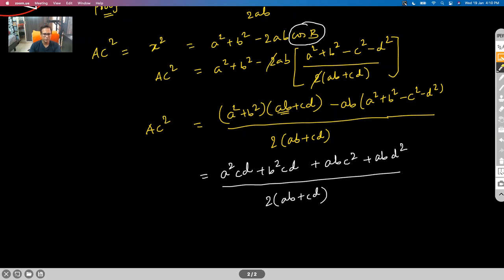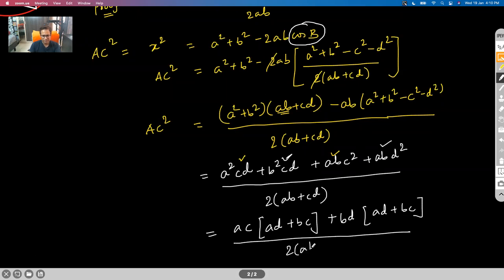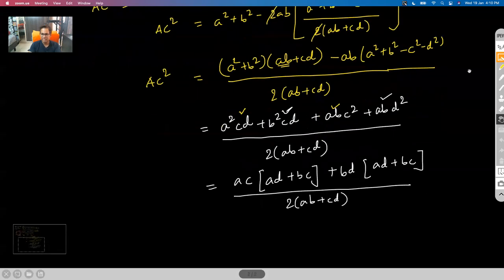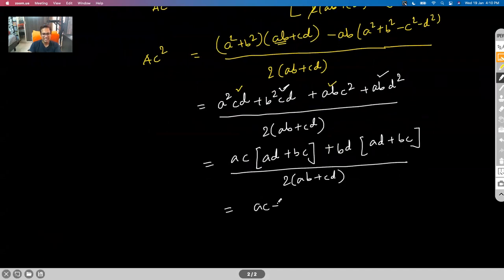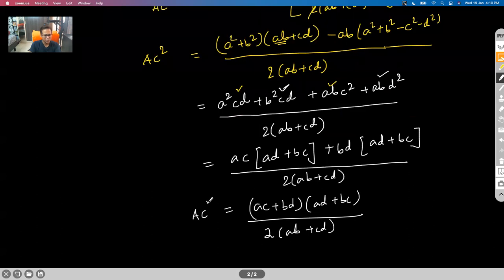Okay, now what I'm going to do, I'm going to club these two terms together, the ones which I have tick marked with yellow, and I'm going to club these two terms together, which I have tick marked with white. So if I club these two, please note that I'll be taking AC common and I will end up getting AD plus BC. And from these two, I'm going to take BD common and I'm going to get AD plus BC. In short, the numerator is going to get factorized as AC plus BD times AD plus BC. Now, this is the expression for AC square.